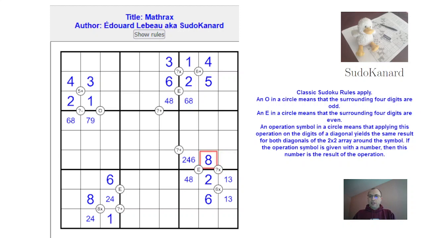The product must be the same, but if I try to make this a 3, then this has to be a 12, and that doesn't work. So that's a 1, that's a 3, and this is now a 4.